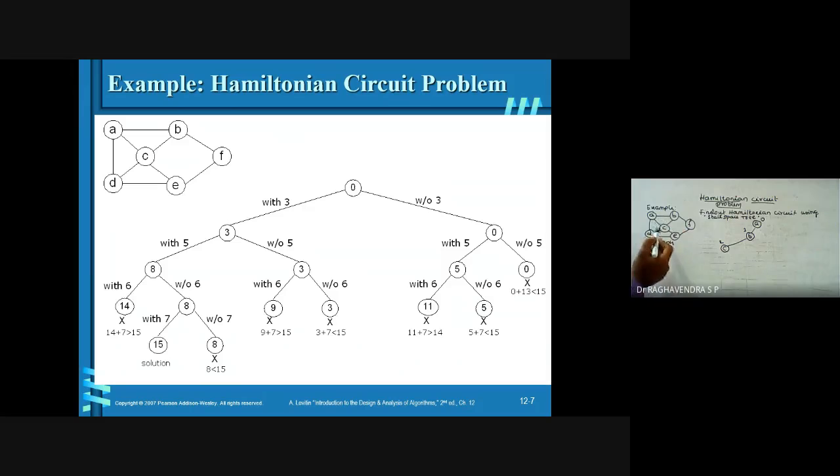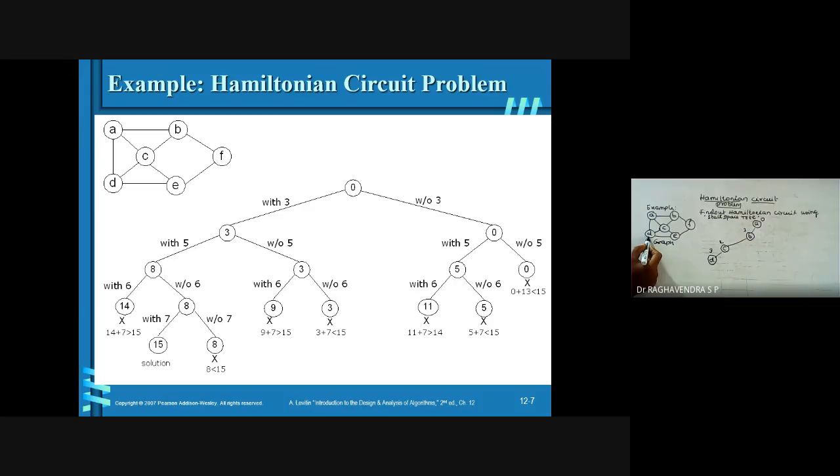So now I am at C. The possible alternatives are D and E. Of course, if you choose alphabetical order, you have to go for D. Okay, so I will call this the third vertex.